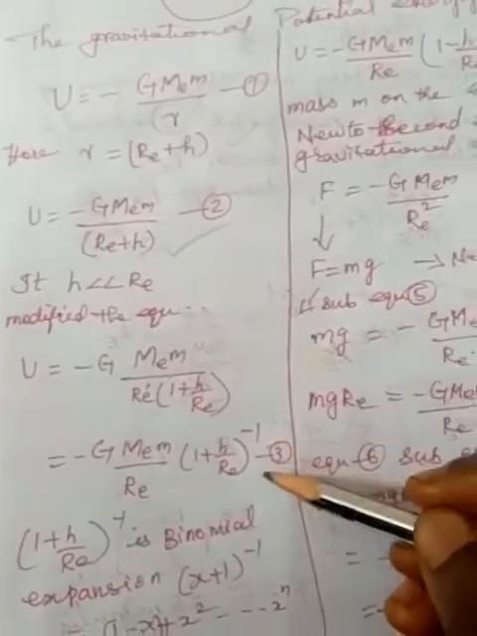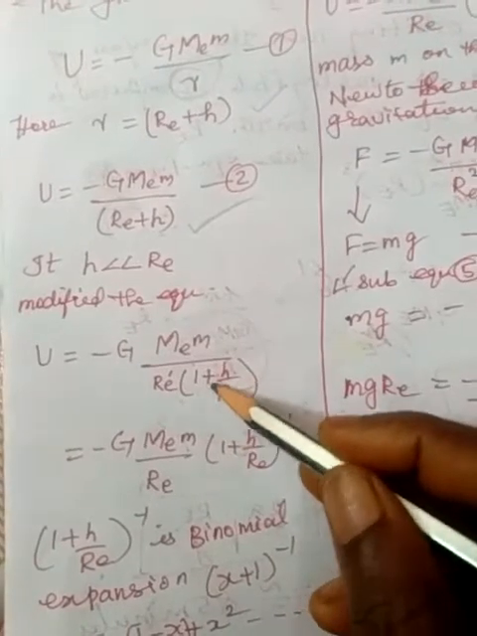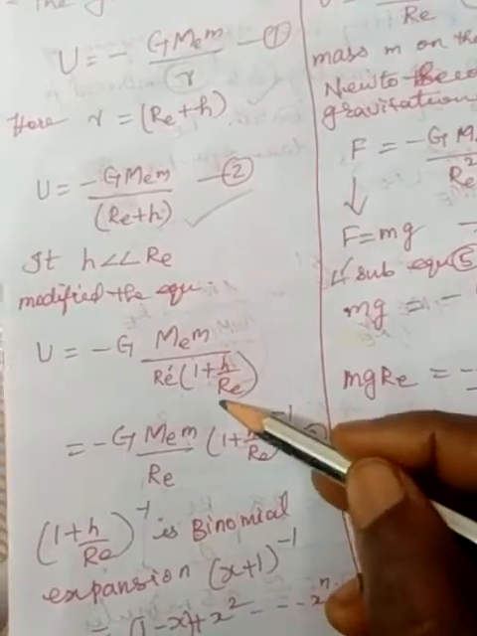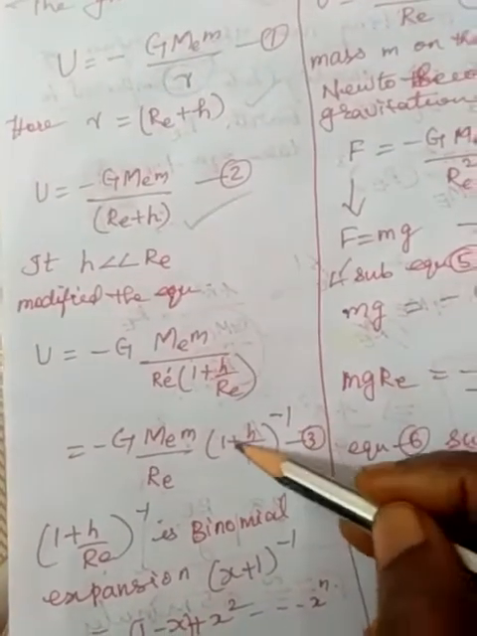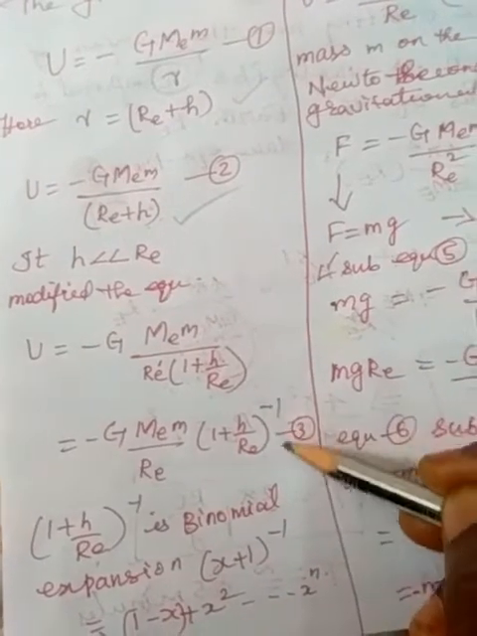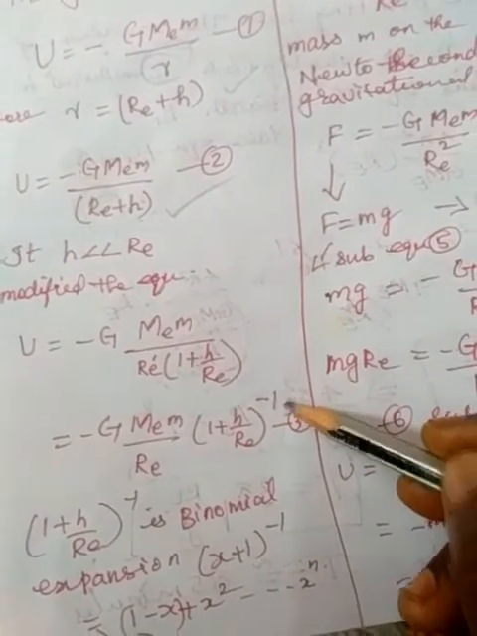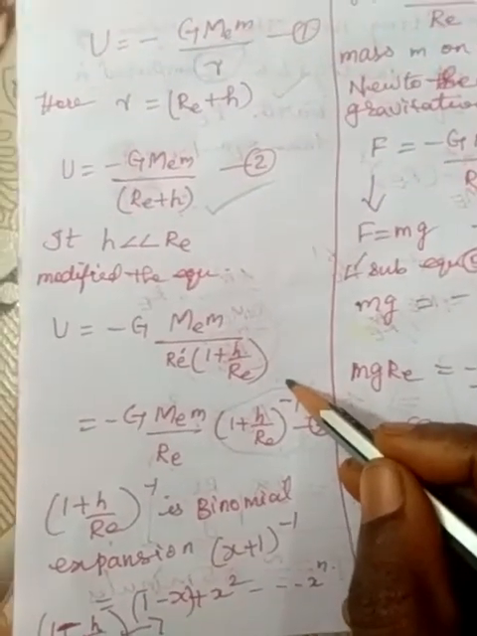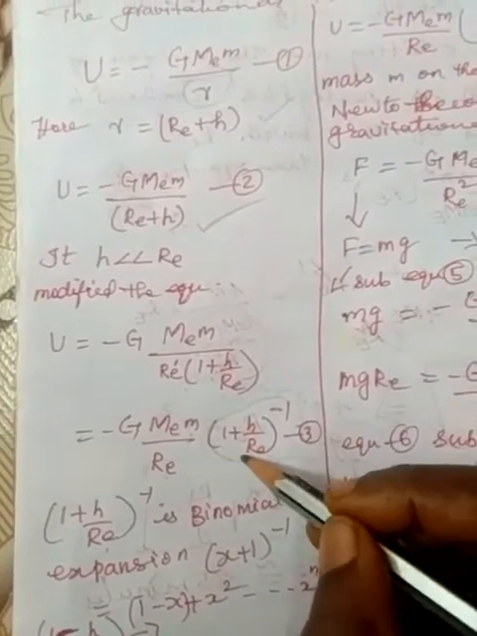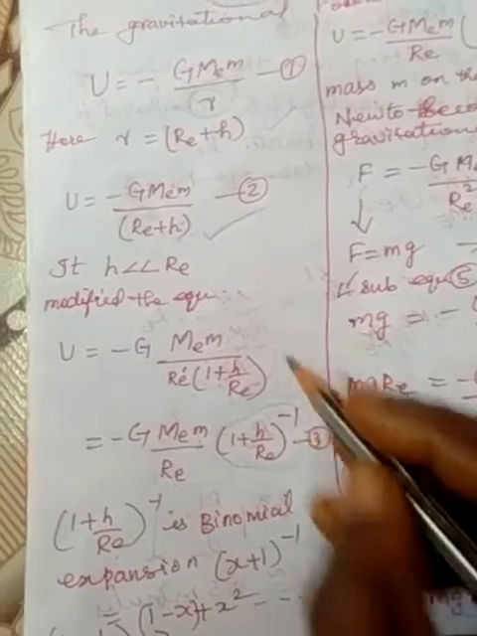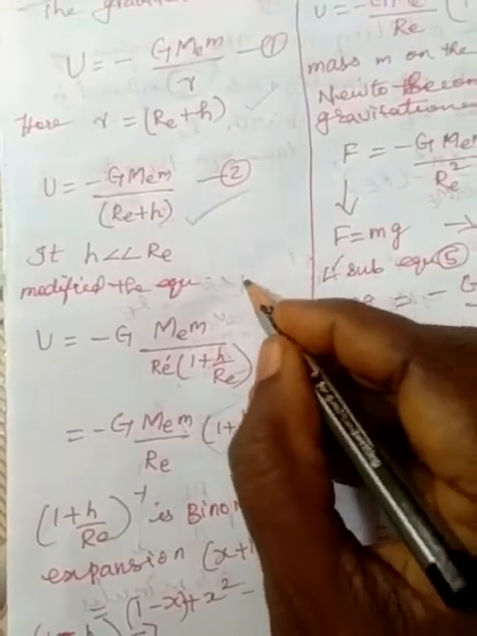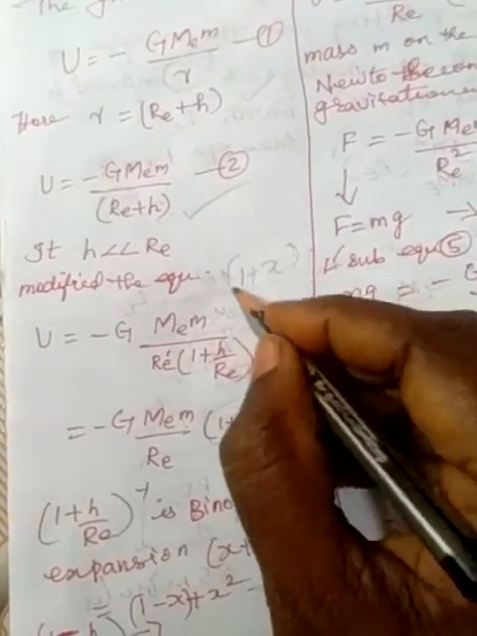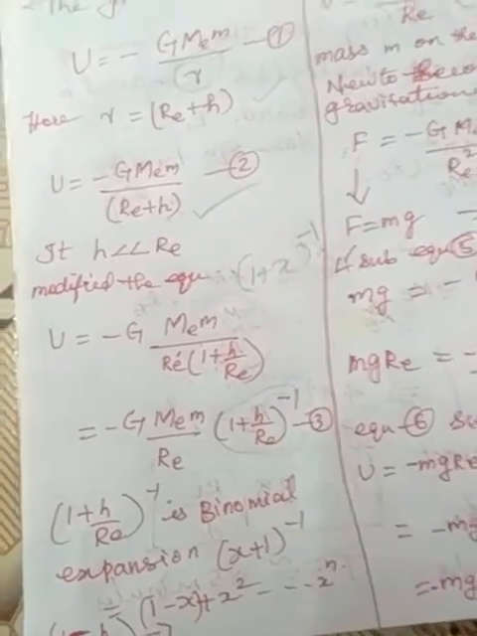Next, the 1 plus h by R_E is in the denominator, so it goes up, which means (1 plus h by R_E) to the power of minus 1. This equation is a binomial expression. How is the binomial formula? (1 plus x) to the power of minus 1. Right, this is a binomial.